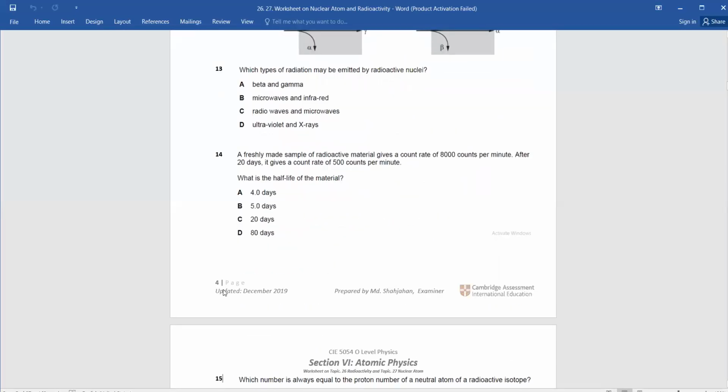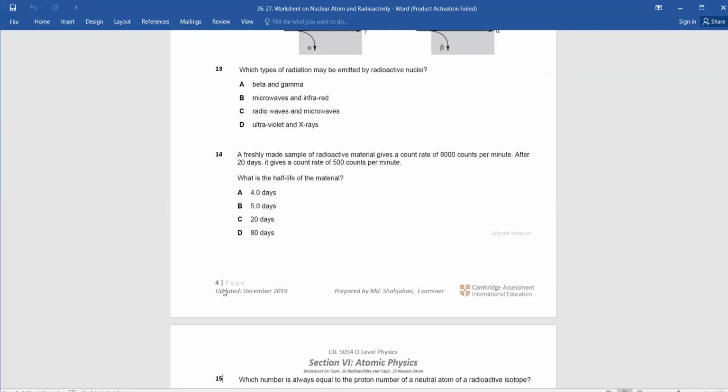Now question 14. Adnan, you read and tell the answer. You have the idea of half-life, right? More or less, sir. A freshly made sample of radioactive material gives a count rate of 8,000 counts per minute. After 20 days, it gives a count rate of 500 counts per minute. What is the half-life of the material? 5 days.